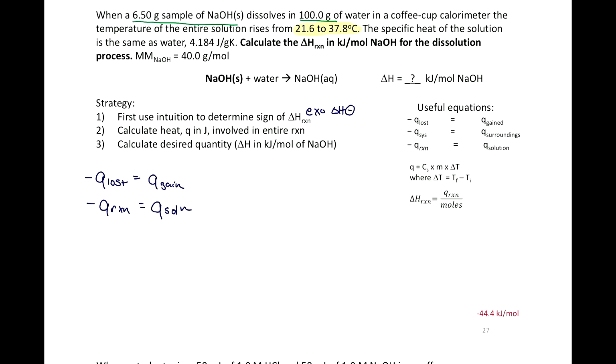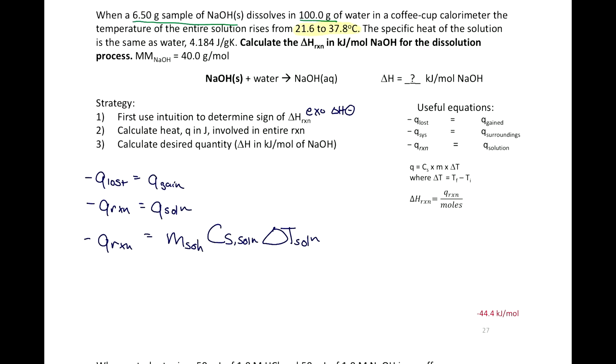Do we know the mass of the solution? Do we know how much matter is inside that cup? Yes, we do. And then do we know the specific heat of that solution? Yes, we do, because it's the same as water. So what I'm going to do is say Q of the reaction, because we can't measure that directly, is equal to the Q of the solution, which is mass of your solution, specific heat of the solution, and delta T of your solution. These are all things that were given to us in the question, all the information about the solution.